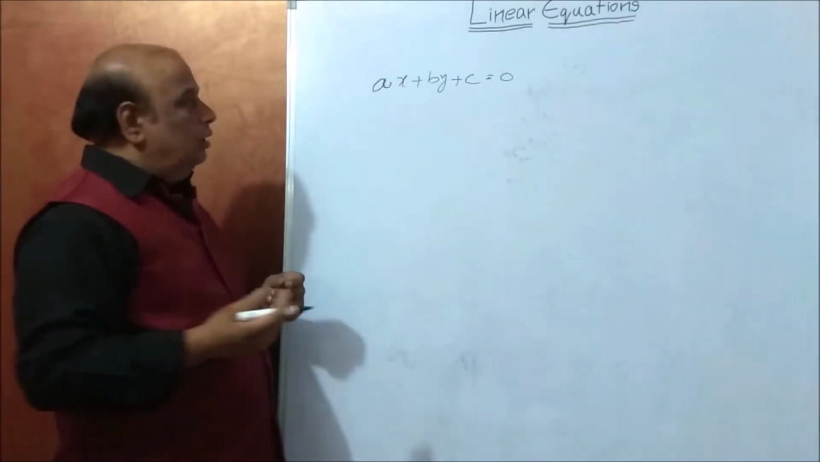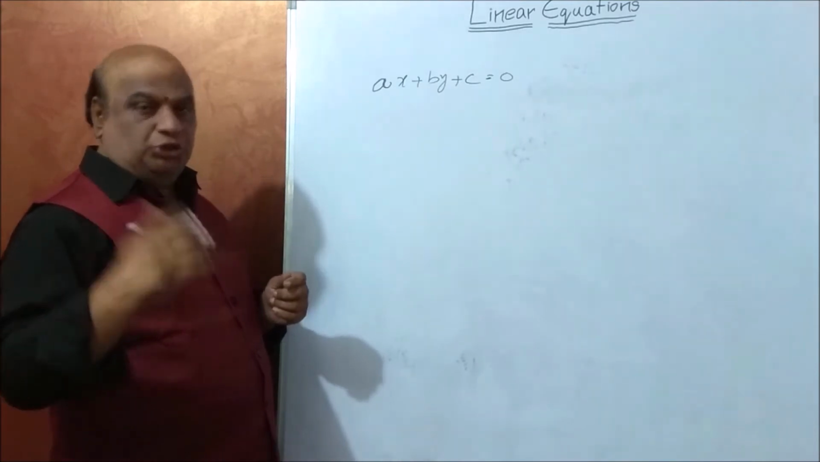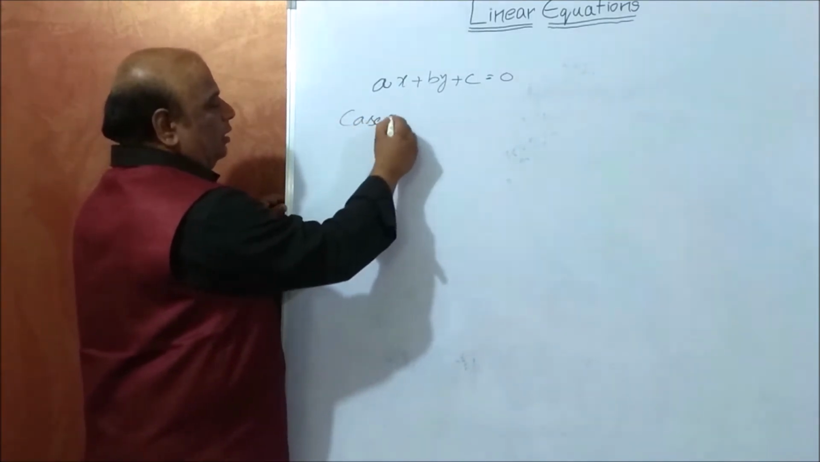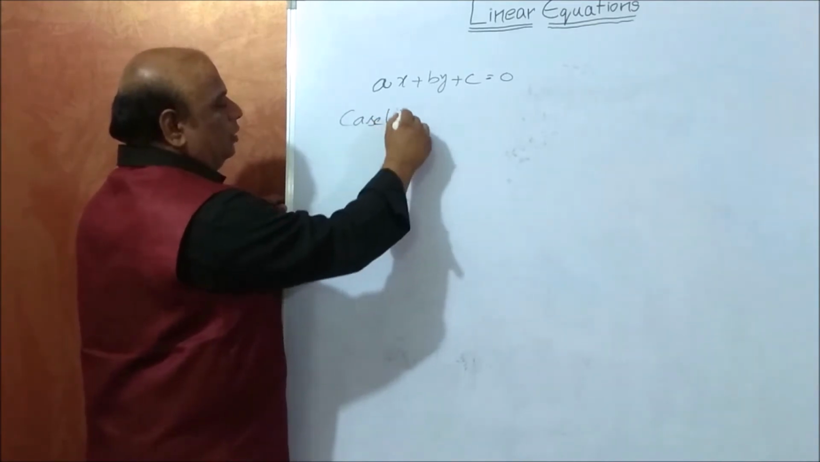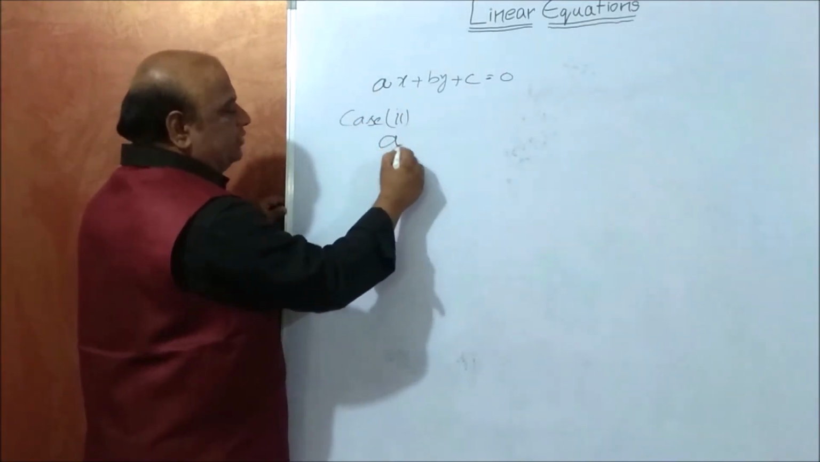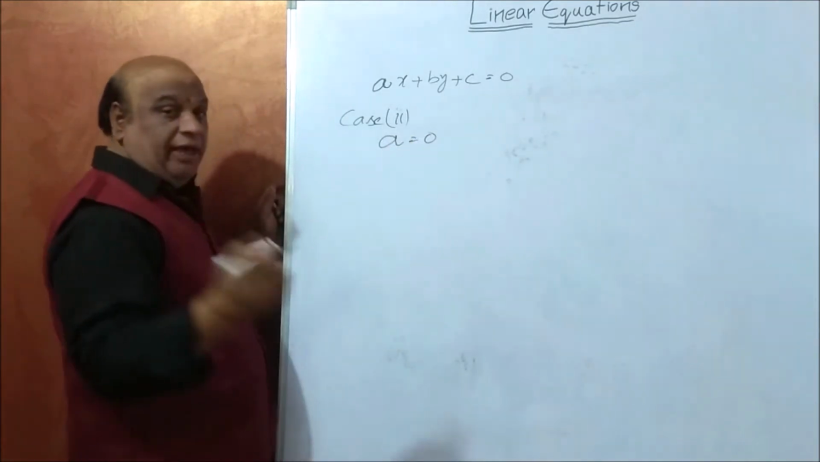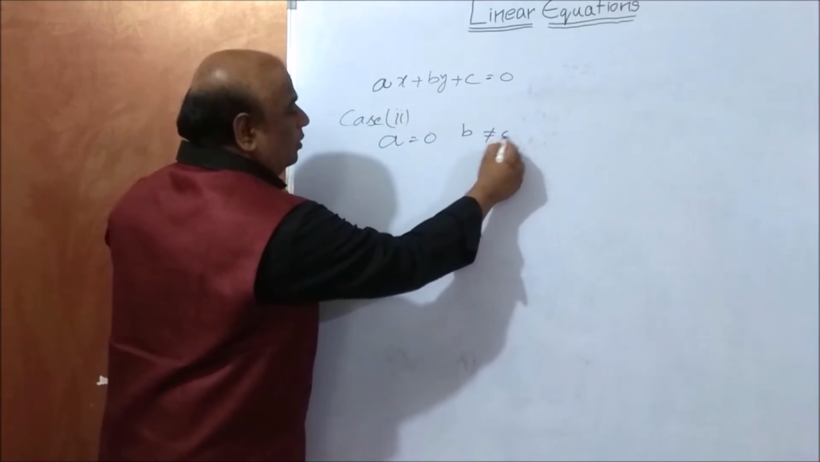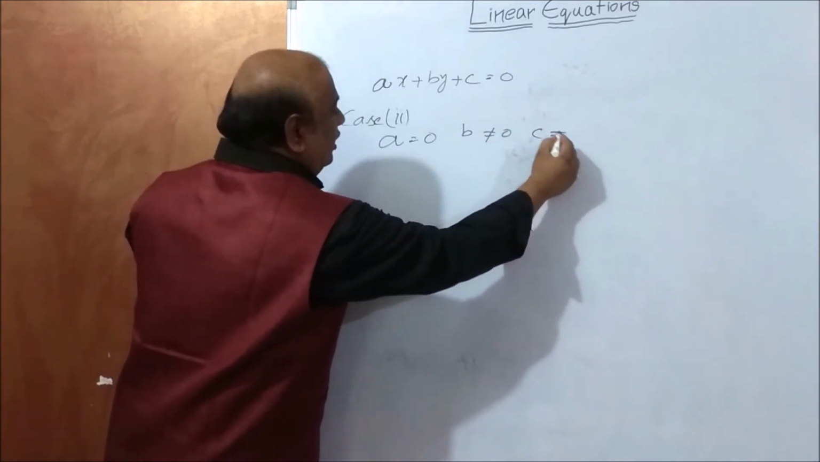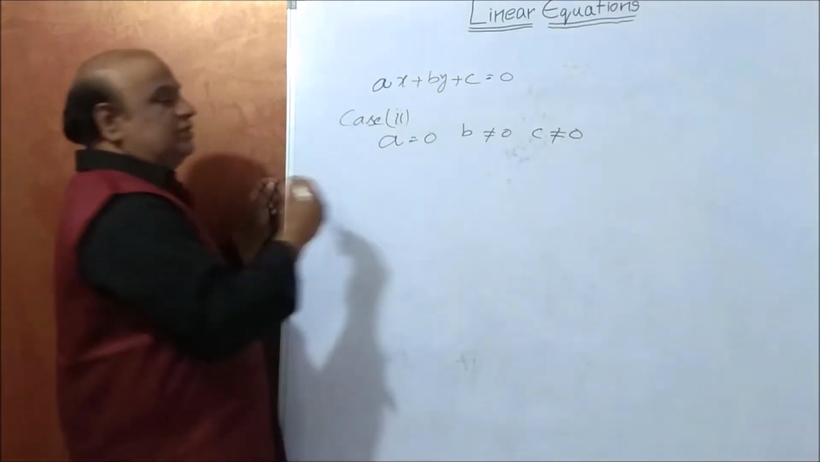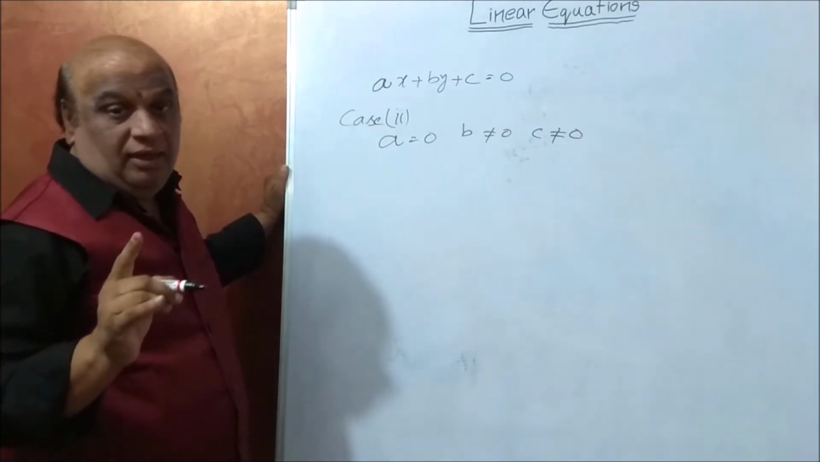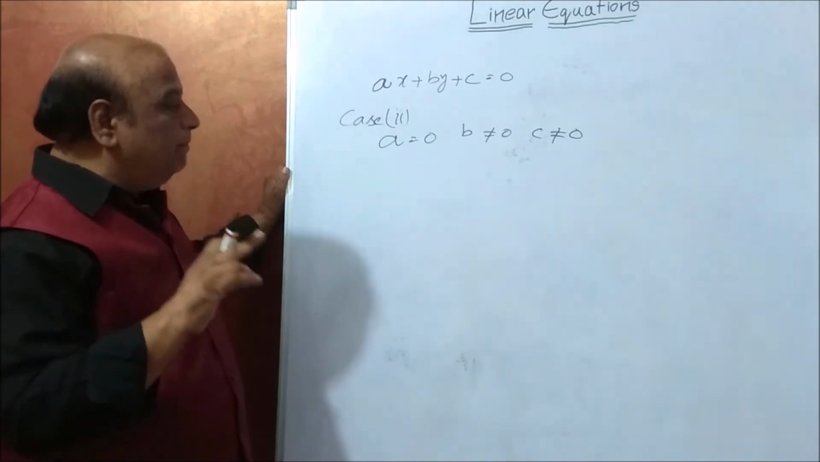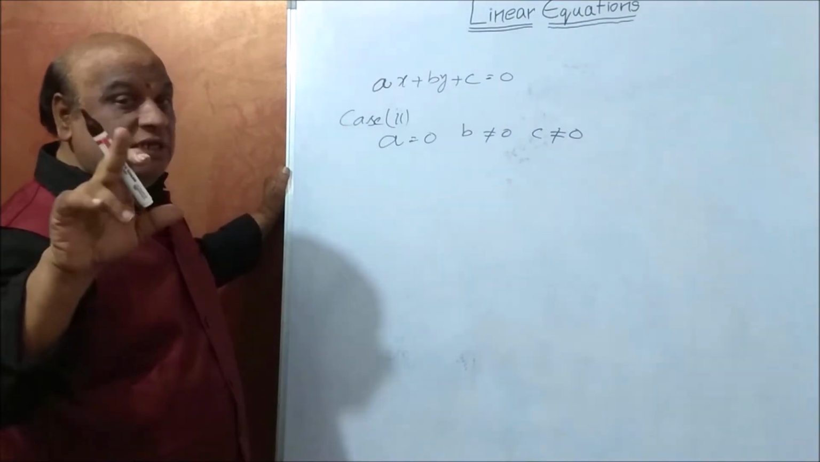Now we observe case 2. What is case 2 here? Here you take a is equal to 0. Remember this: a is equal to 0, b not equal to 0 and c not equal to 0. This is case 2.